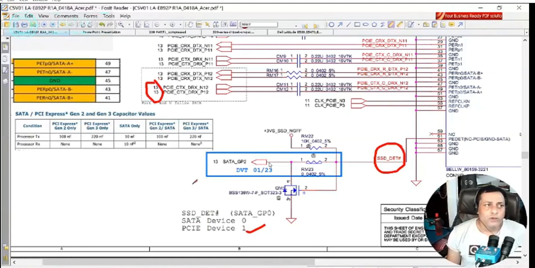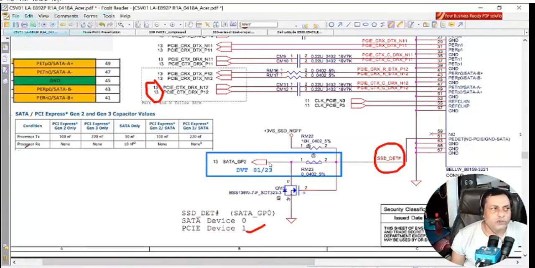Okay, since it is the SOC structure, on this particular model I have opened, LA-E892P, you have to understand how many controllers are there to support this connector. That could be PCIe, that could be SATA. And this is the scenario, it is written here, SATA or PCI Express generation 2, generation 3. It means M.2 or M.3.